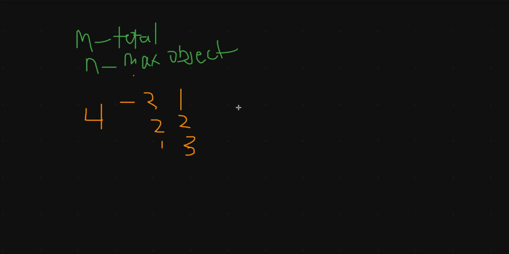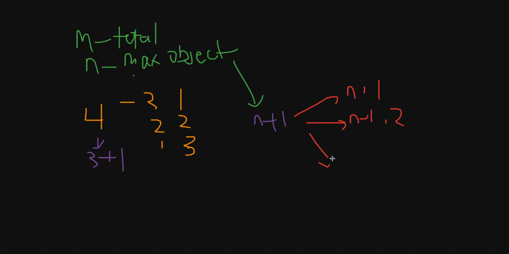We can actually conclude this rule together. n plus 1 is a winning position, since 4 is 3 plus 1. Why is n plus 1 a winning position? Let's take a look. If you take n, he can take 1. If you take n minus 1, he can take 2. You see the pattern, right? If you take 2, he can take n minus 1. And if you take 1, he can take n. So n plus 1 is a winning position.